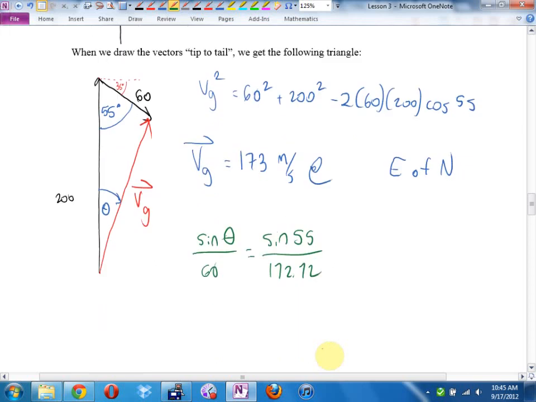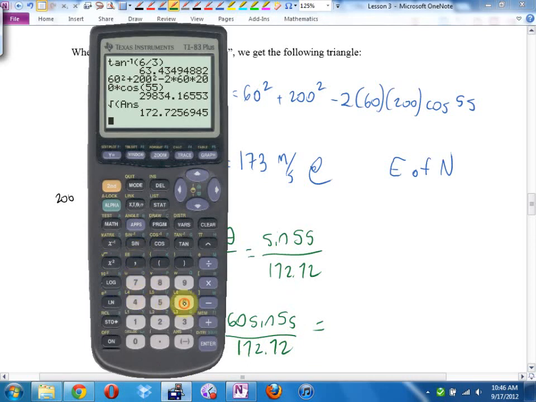I'll cross multiply to get the sine theta by itself. I get sine theta equals 60 sine 55 divided by 172.72. 60 sine 55 divided by, and I'm going to use the answer feature on my calculator, because that way, Emily, I haven't rounded off at all.